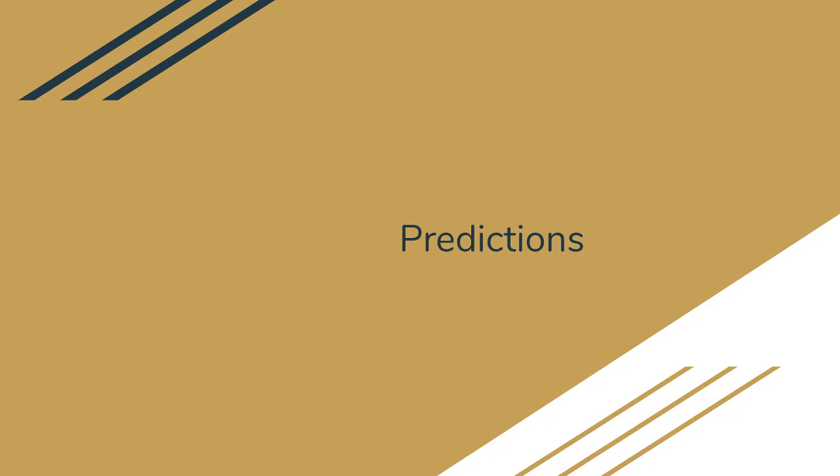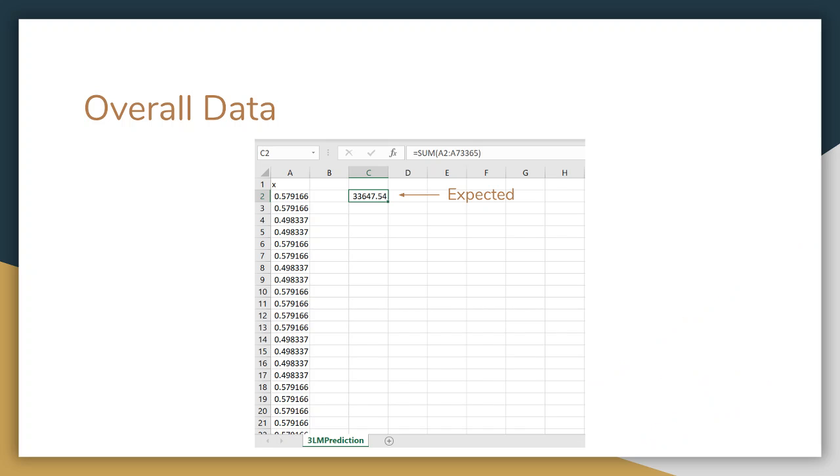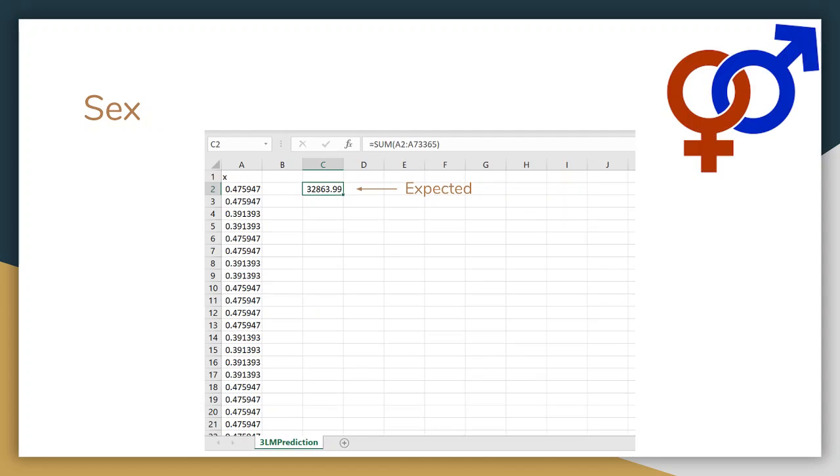And here we have our predictions portion of the PowerPoint. And we started with the overall data. So we used sex, state, route, and age from 2008, 2009, and 2010 in a trifold cross-validation to predict eventually that there would be roughly 33,600 deaths in 2011. And then we also did that for each individual variable.